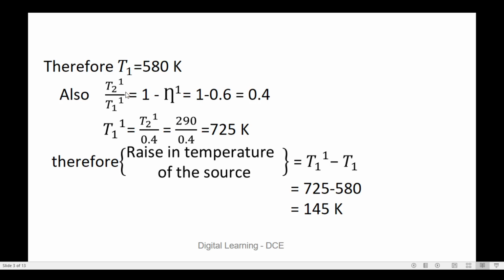So now we have the second case. So we get T2 dash divided by T1 dash is equal to 1 minus eta dash. Substitute the value, 1 minus 0.6 is nothing but 0.4, so the changed temperature of the source T1 dash will be equal to T2 dash divided by 0.4. Substituting the values, we get 725 Kelvin. So therefore rise in temperature of the source will be equal to T1 dash minus T1. Substitute the values, so therefore rise in temperature will be equal to 145 Kelvin.